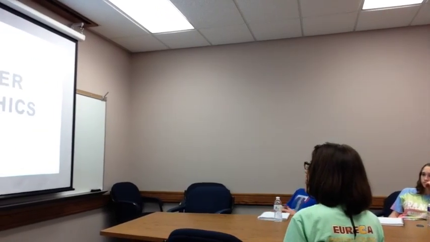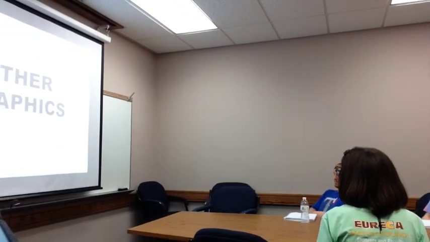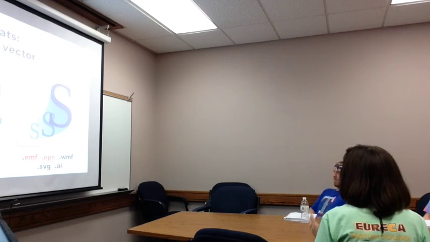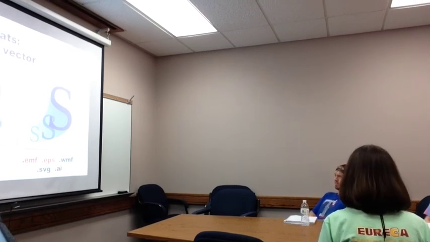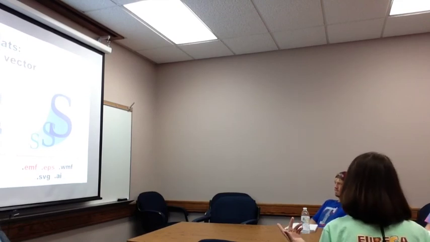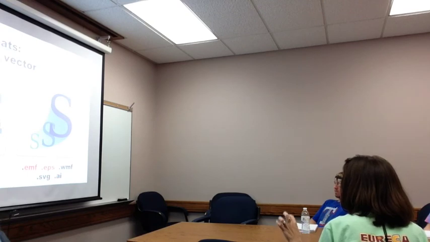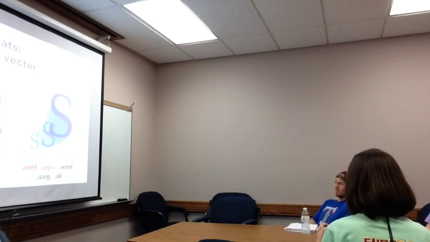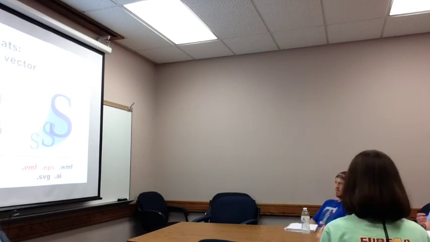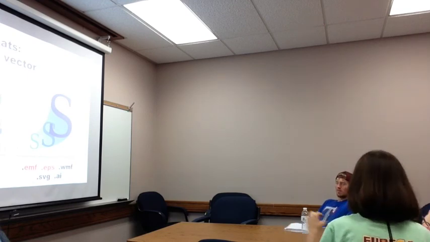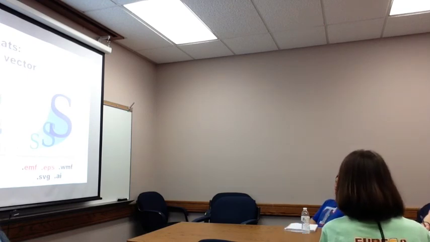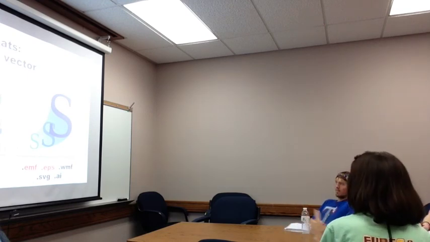Okay, so now we'll talk about graphics. Just a couple basics with graphics. There's 2 basic file formats. One is raster and the other is vector. And you might be familiar with this already. Raster is basically a bunch of pixels that are on the screen that make up what we see. And then vector is lines and dots. It's mathematical formulas that make up what we see.